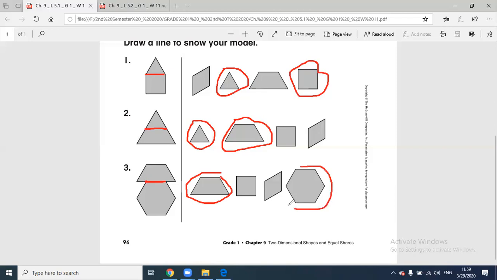This worksheet is already on the school website, and I will send it to the WhatsApp group. It will be available in the WhatsApp. Yes, it's coming later.